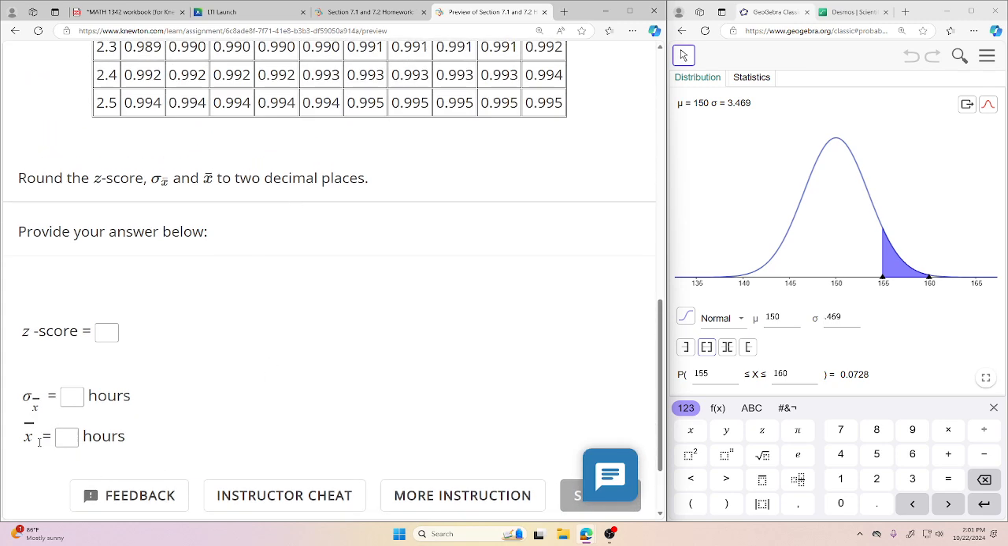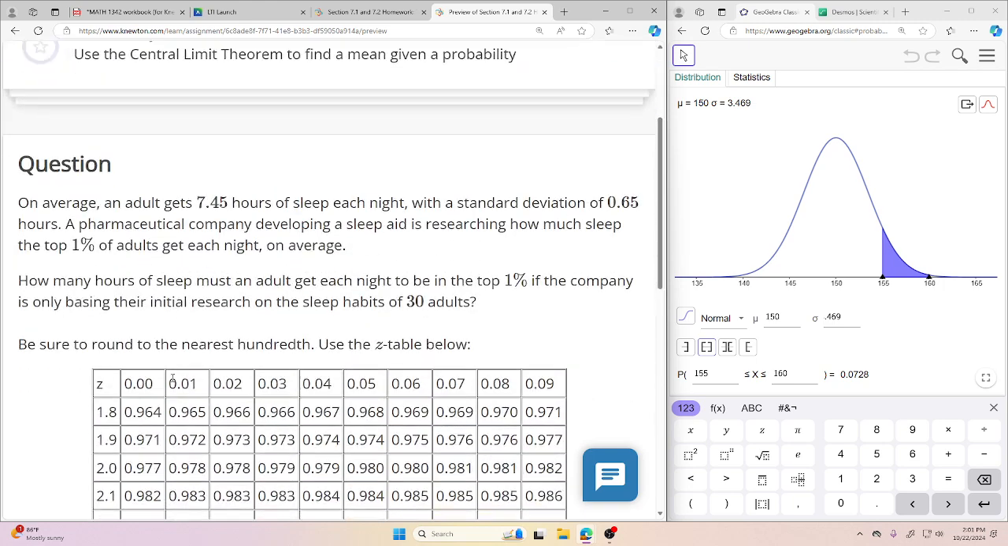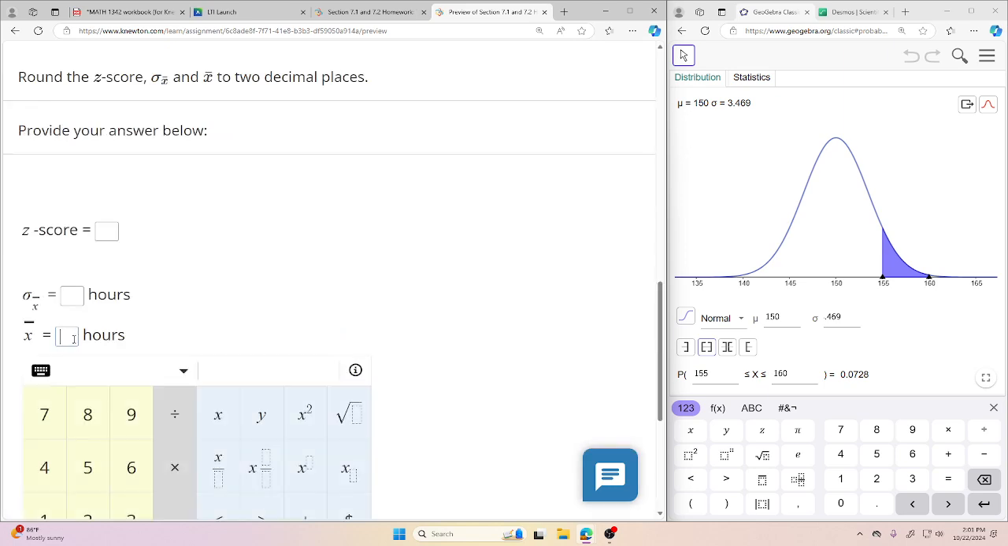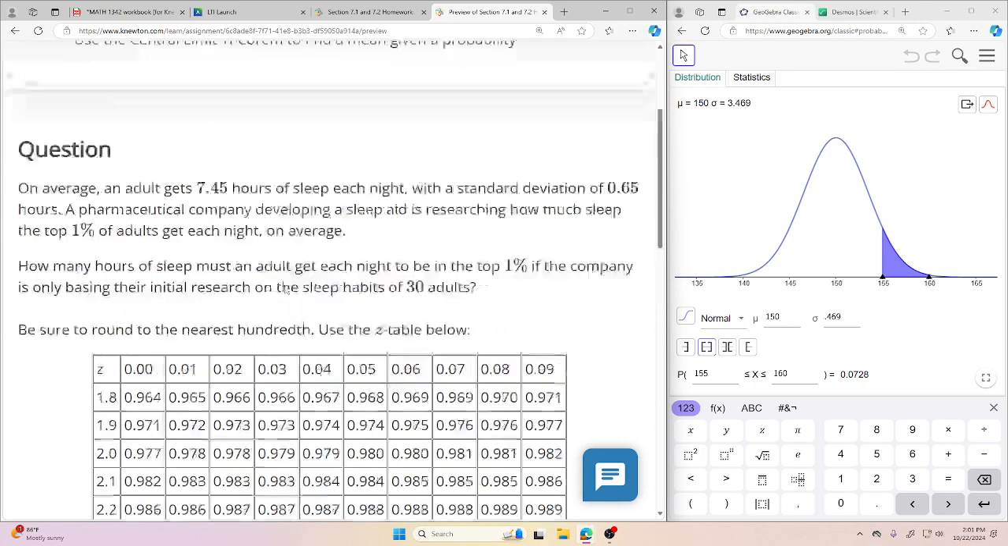Anyways, so let's see if the theory is correct or not. It says to find this x bar. To me, that sounds like the mean. And does the mean change? No. So I want to put in the average. It says we get on average 7.45. I'm being silly here. It's probably not going to work, but we can try it.